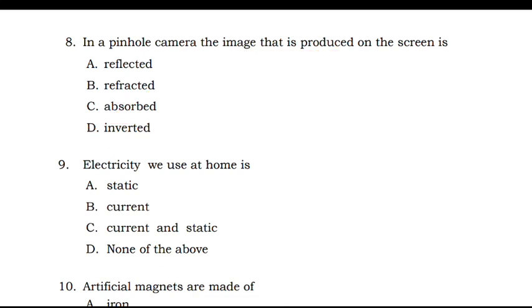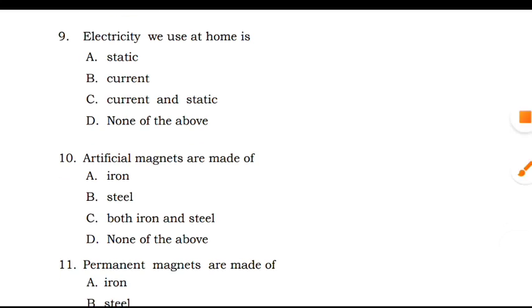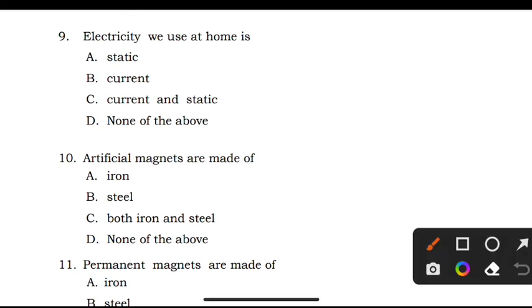Question number 9. Electricity we use at home is static, current, static and current, none of the above. So here option B will be the correct answer, current. Because you know that electricity is nothing but the flow of electrons, which is said to be in motion. So it is known as current, the motion of electrons through a medium is called current. So it is in current mode, not in static.